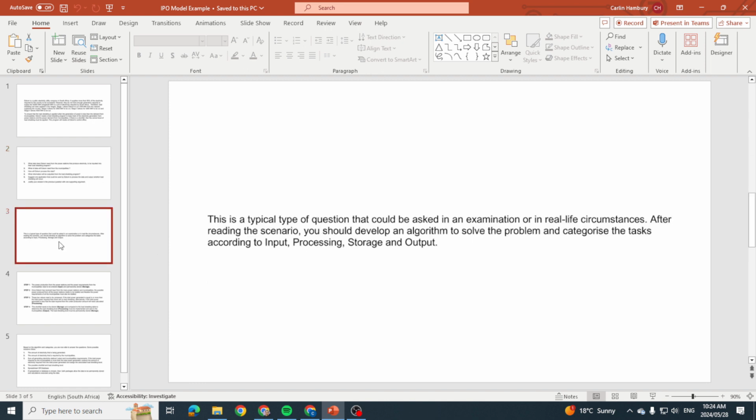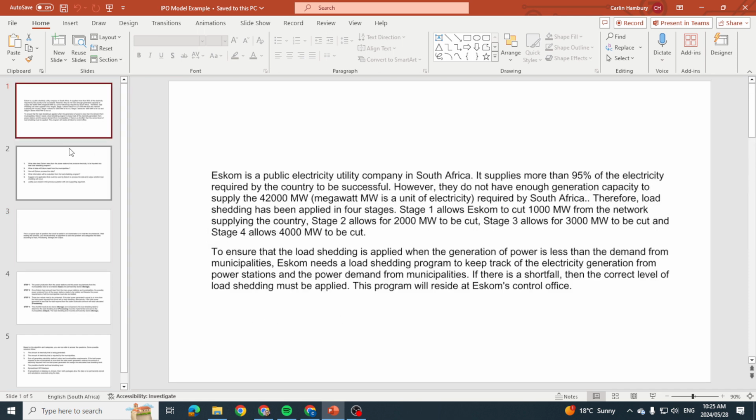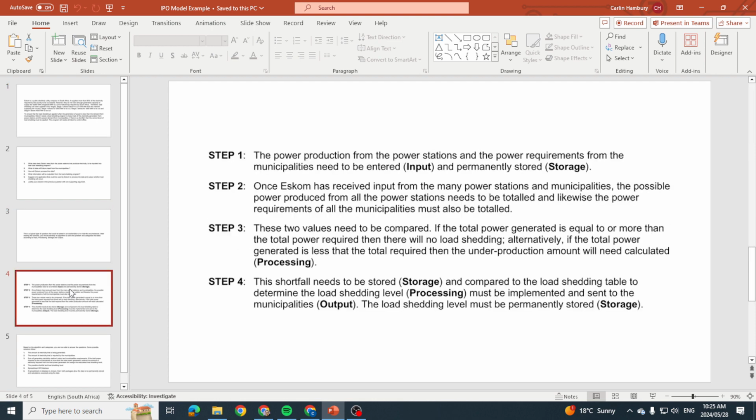Now, have a look at this, because this is a typical type of question that can be asked in an exam or in real life circumstances. After reading the scenario, they want you to develop an algorithm to solve the problem and categorize the tasks according to input, processing, and output. Don't worry about storage so much. It's usually just input, processing, and output. They'll usually indicate on the question paper or on the answer sheet the steps, like input, processing, output, and then you need to indicate that.